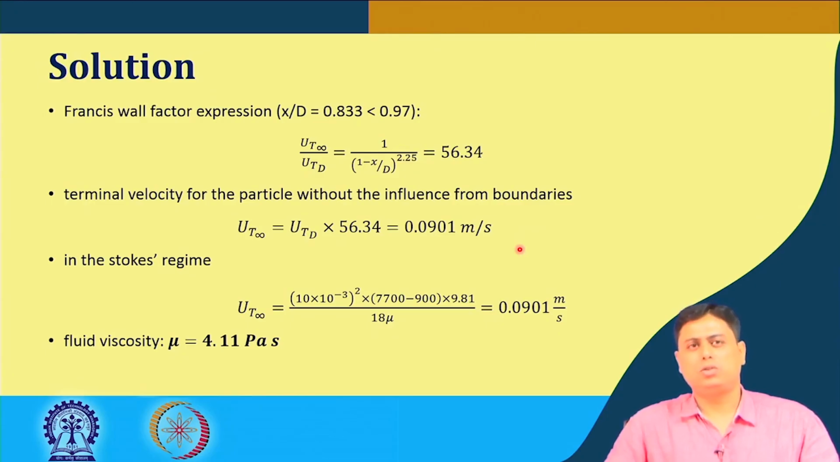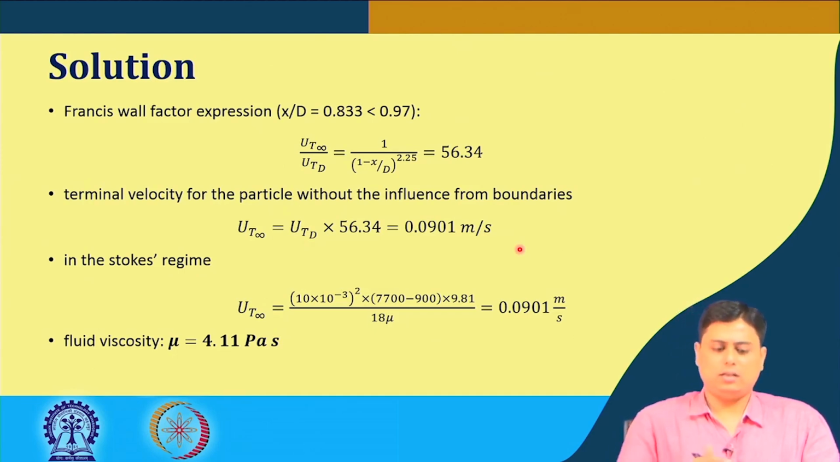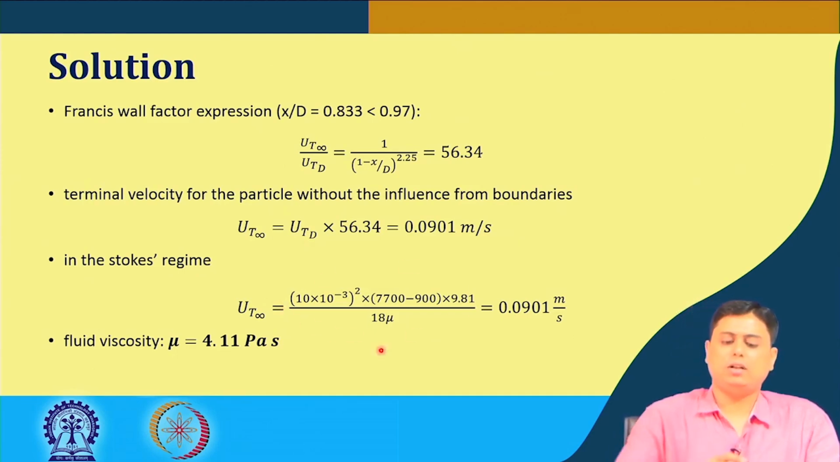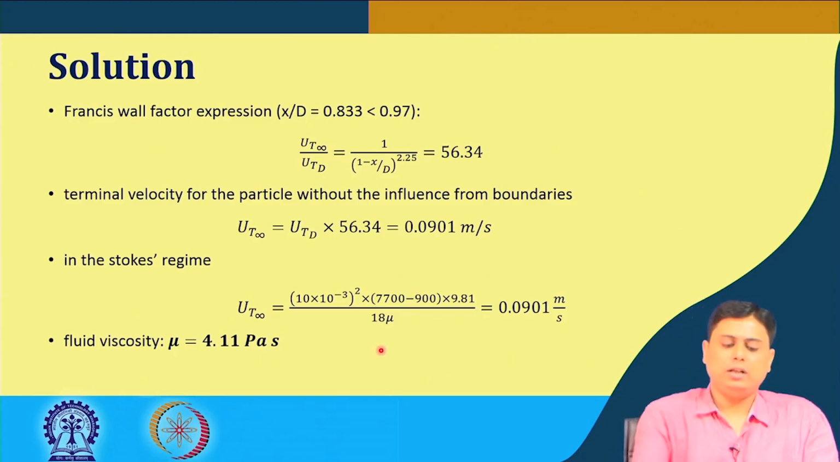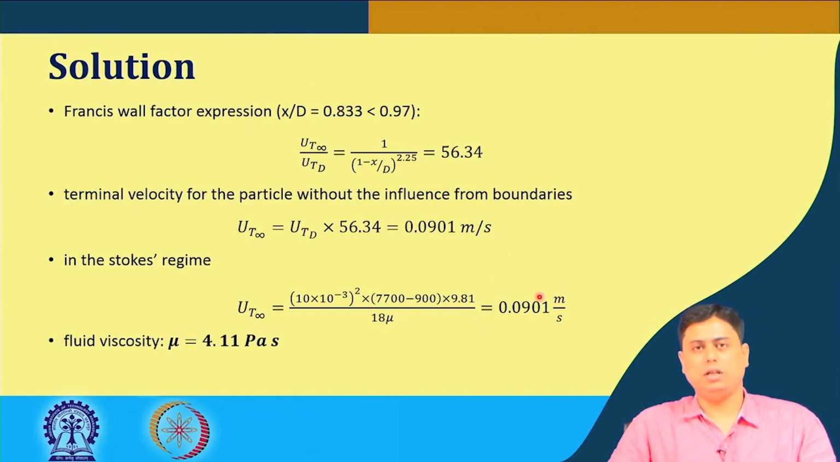Now in the Stokes regime, okay, what is that expression for the terminal velocity? We know that it is x square multiplied by the relative density multiplied by g divided by 18 mu. Okay. So here this is the particle diameter converted to meter, this is the particle density minus fluid density, multiplied by g divided by 18 mu. This is nothing but the terminal velocity in free falling.